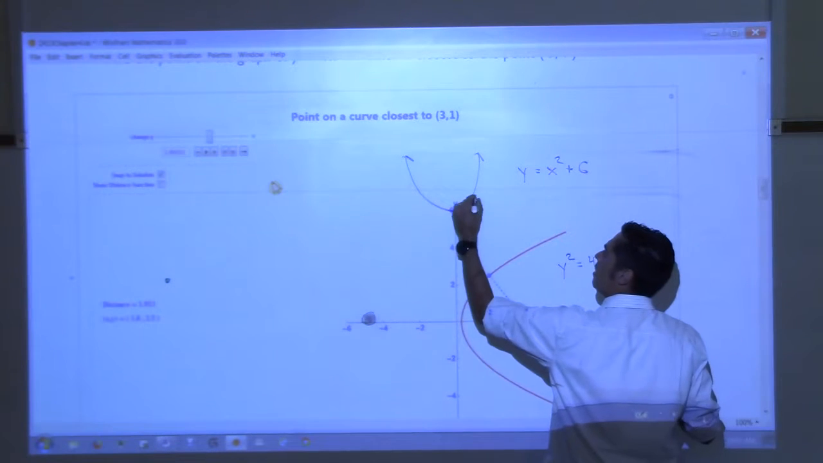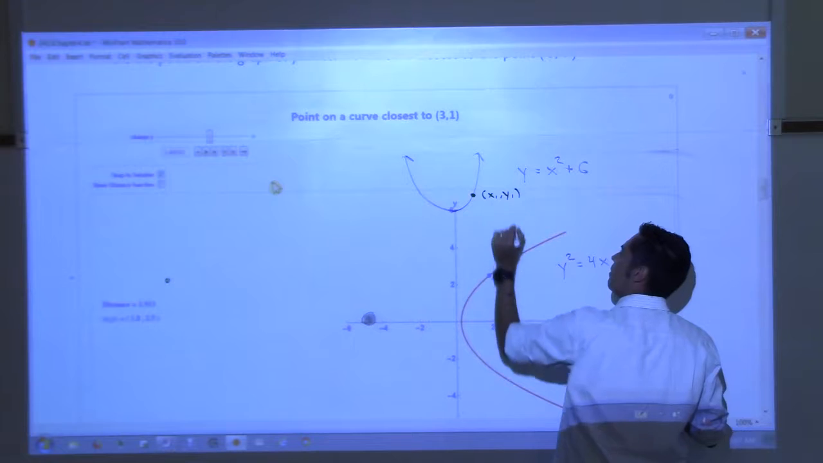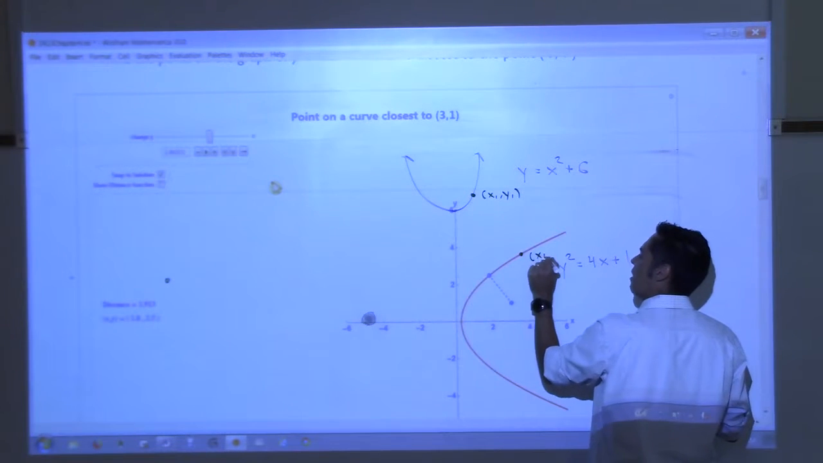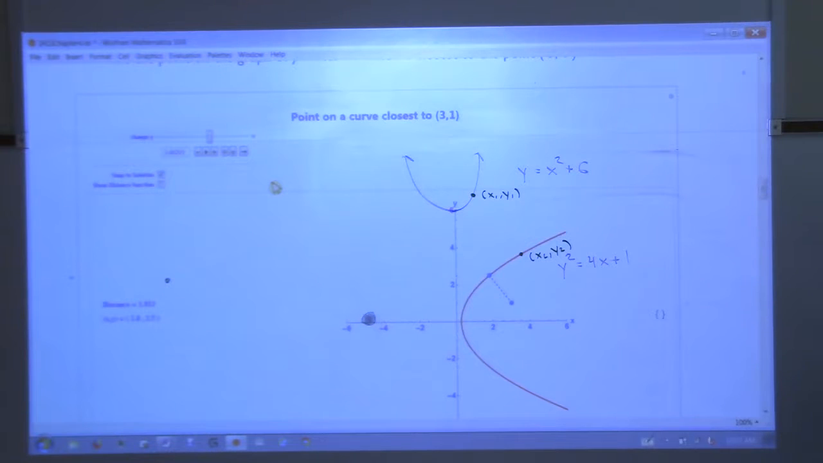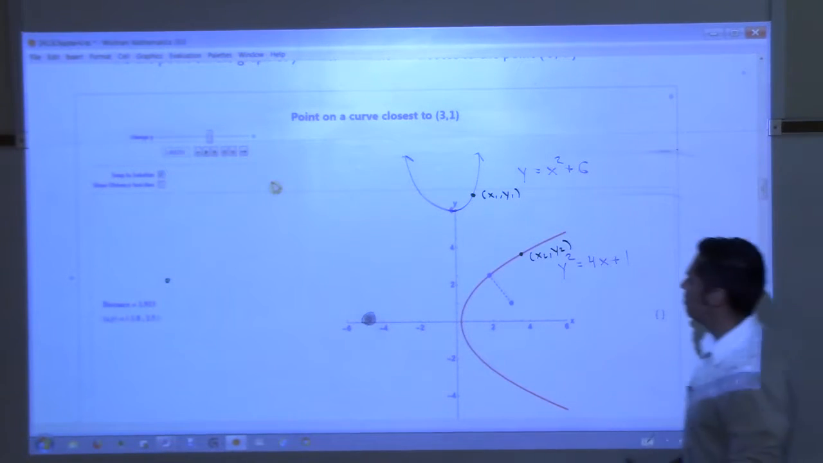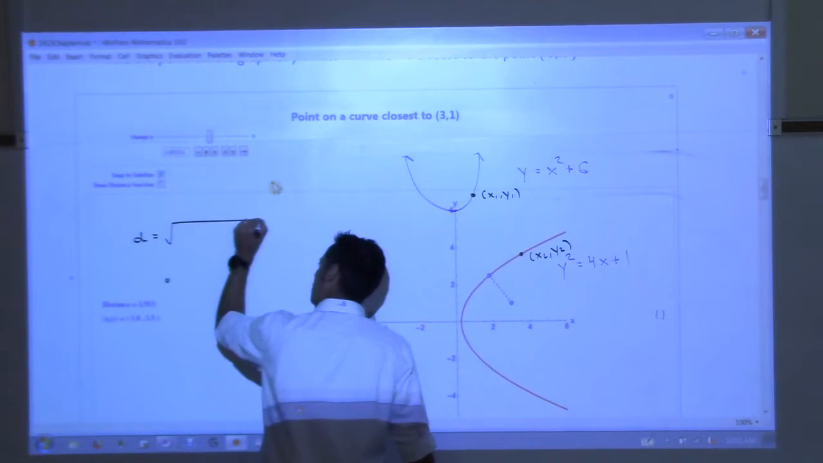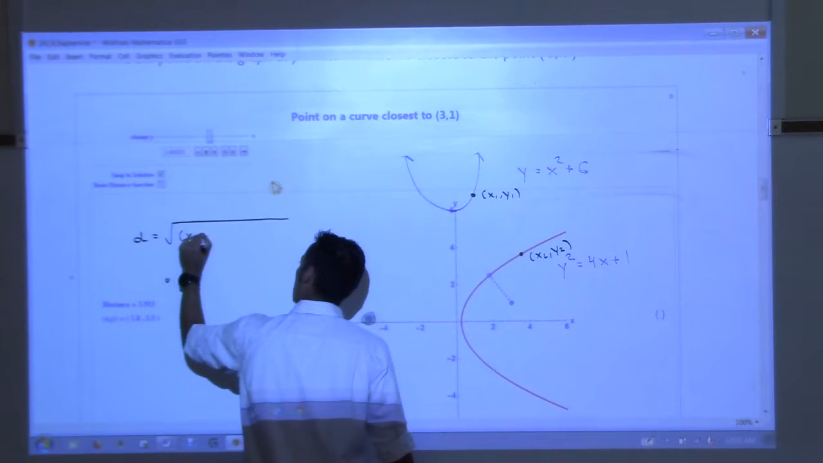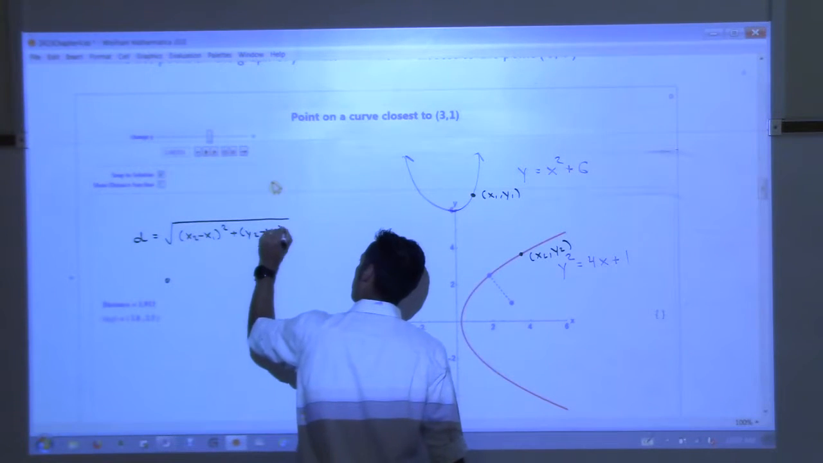I'm going to pick a point here. I'm going to call that x1, y1. I'm going to pick a point here. I'm going to call that x2, y2. Y'all don't need to write this down. Just see if you can follow how this would work. I know that the distance between those two is equal to the square root of (x2 minus x1) squared plus (y2 minus y1) squared, right?